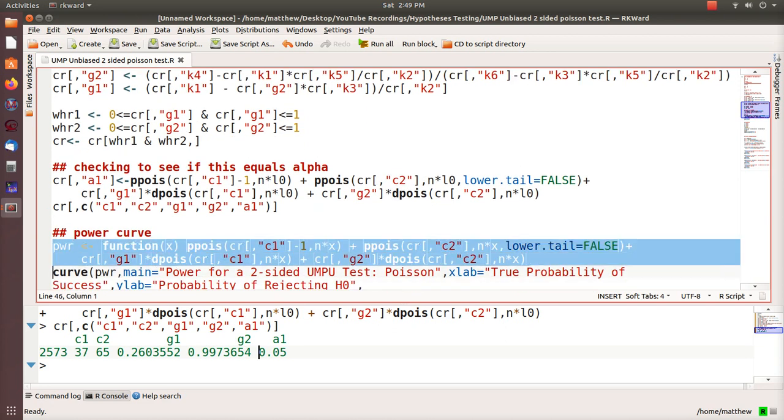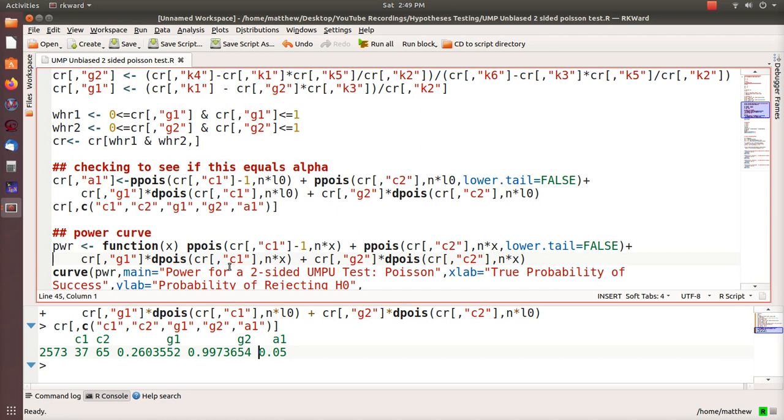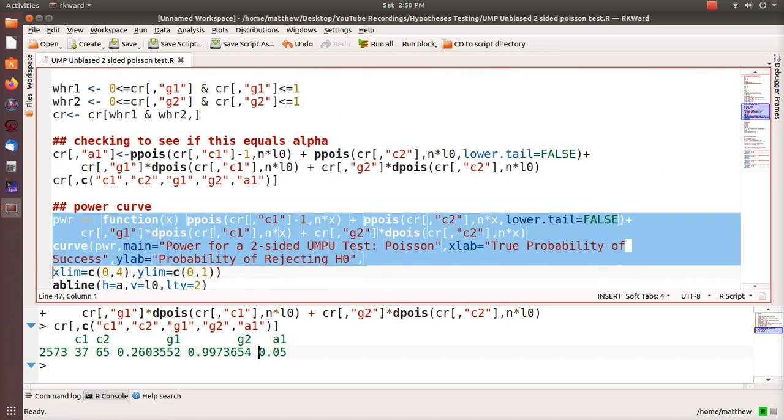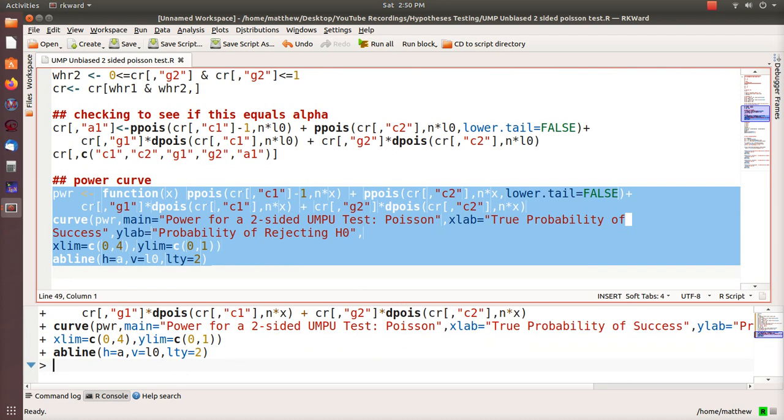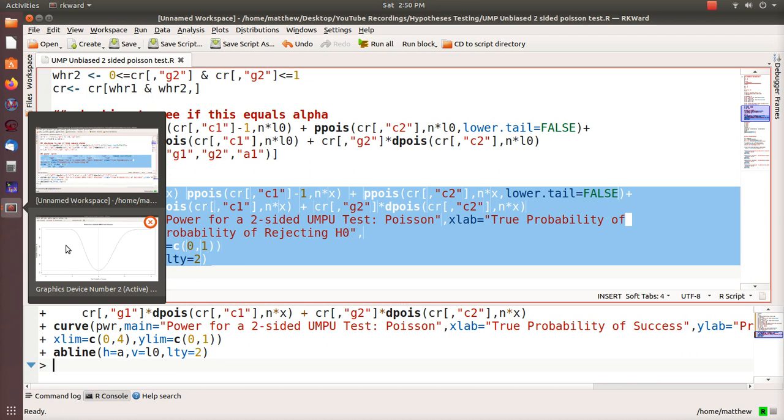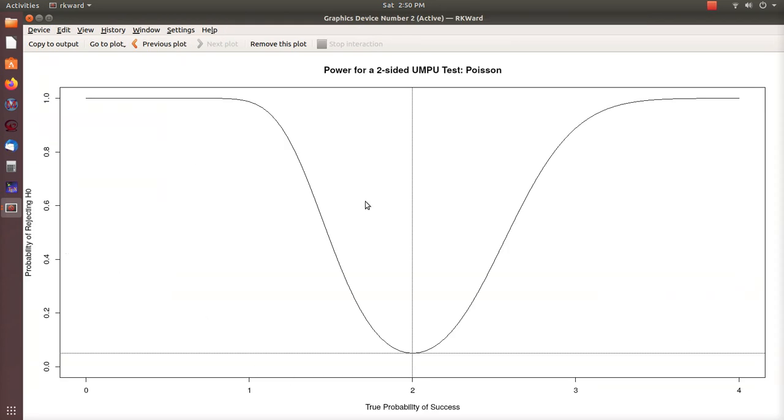And here we change up the lambda values, and this x is where it's n times lambda. That's the Poisson distribution, but we put an x there and let it vary, and that's how you find the power curve. And then we plot it and draw a line at alpha 0.05, and that's what this is. So it's a simple versus composite hypothesis.